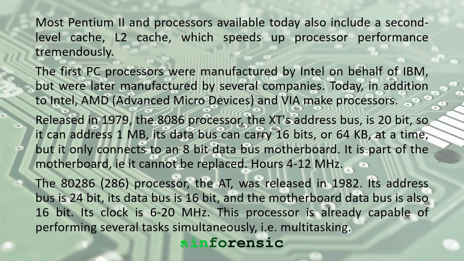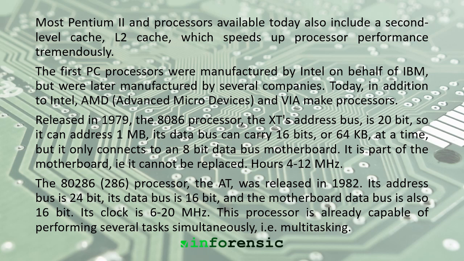Most Pentium II and newer processors available today also include a second-level cache, or L2 cache, which speeds up processor performance tremendously. The first PC processors were manufactured by Intel on behalf of IBM, but were later manufactured by several companies. Today, in addition to Intel, AMD (Advanced Micro Devices) and VIA make processors.